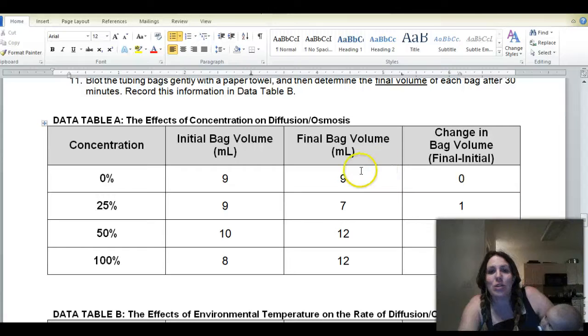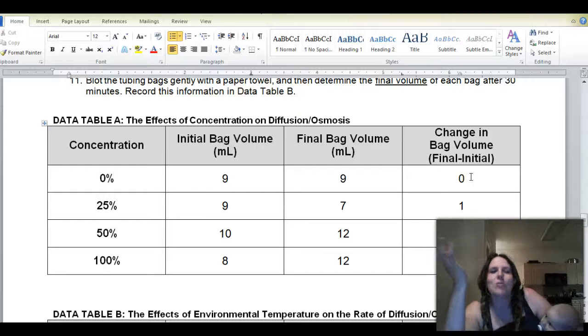So you just subtract the initial bag volume from the final, and you'll notice 9 minus 9 is 0. So my change in volume for my 0% molasses, 100% water treatment was 0 milliliters, no change. So let's think, does that actually make sense?